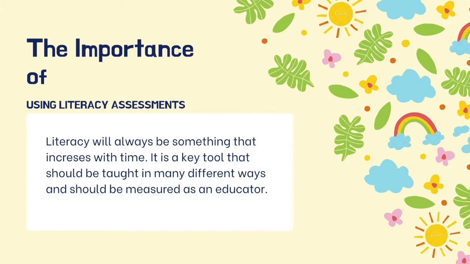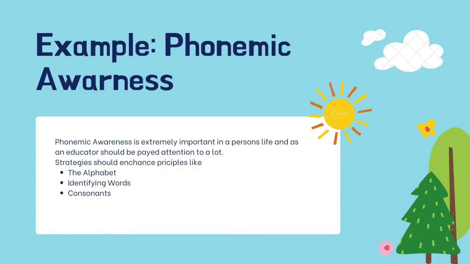The importance of using literacy assessments is that literacy will always be something that increases with time. It is a key tool that should be taught in many different ways and should be measured as an educator. An example is phonemic awareness. Phonemic awareness is extremely important in a person's life, and as an educator should be paid attention to a lot. The strategy should enhance principles like the alphabet, identifying words, and consonants.